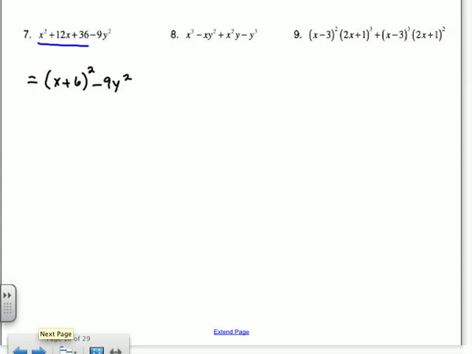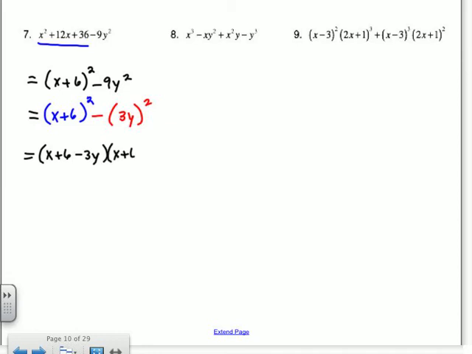Well, same thing with this. This is two squares. Something's being squared minus something being squared, right? So what's being squared? So the first one is x plus 6 is being squared. And the second one is 3y is being squared. So that means I can factor into x plus 6 minus 3y times x plus 6 plus 3y. Right, there's the first term. Here's the second term. Okay, difference of two squares. That's as far as it goes.